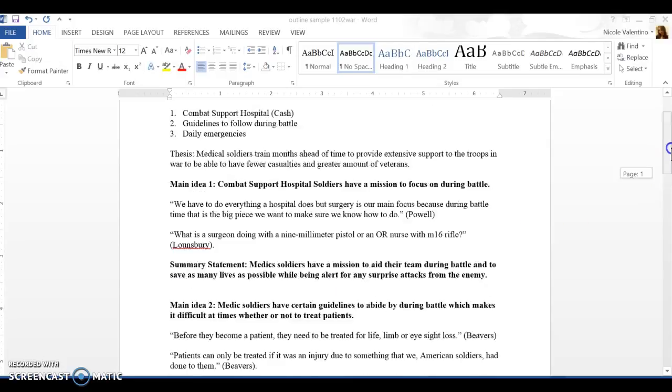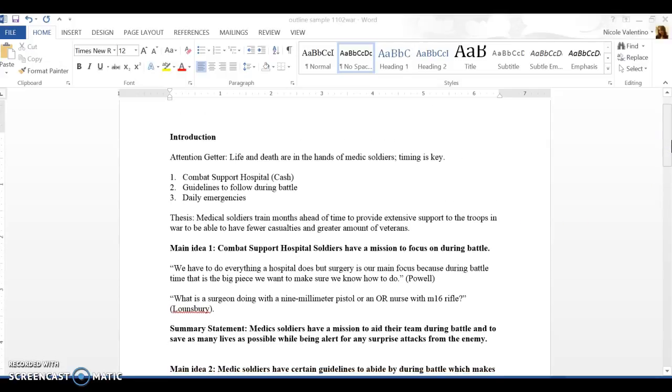So, this is an example. It's not probably what you're going to be writing about. This one is about soldiers' jobs. And I could do all sorts of attention getters. Maybe I write a really profound statement, but I can also do something different, like maybe I tell a story about a medic that basically treats a wounded soldier. And that would be an interesting way to start it out.